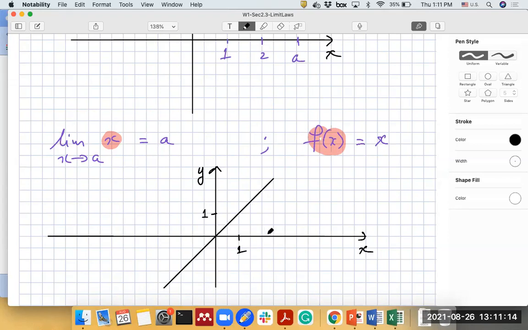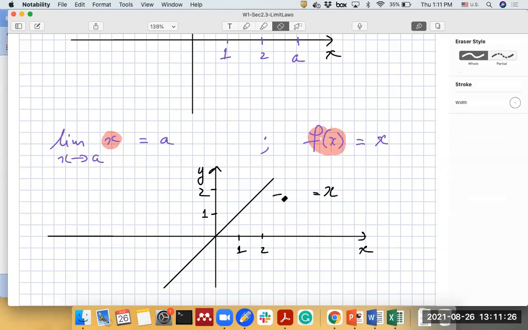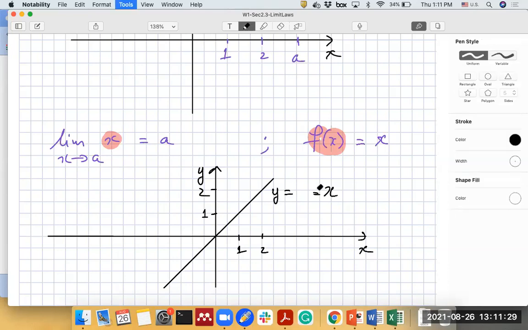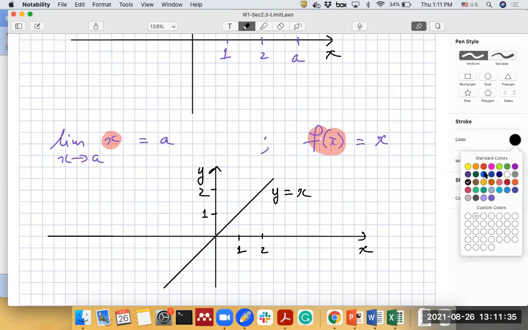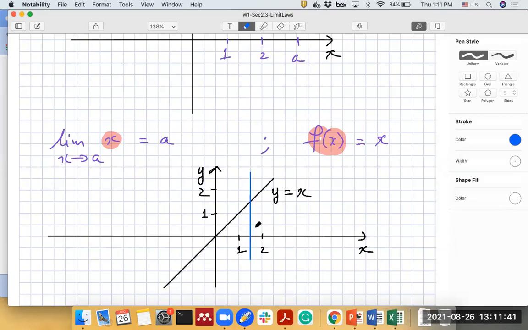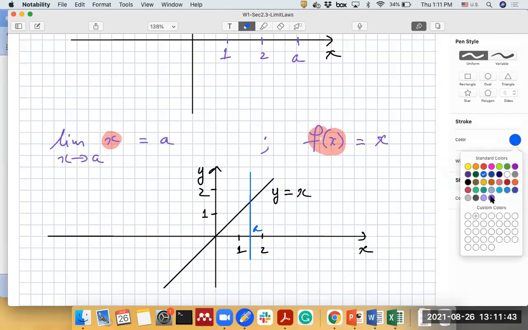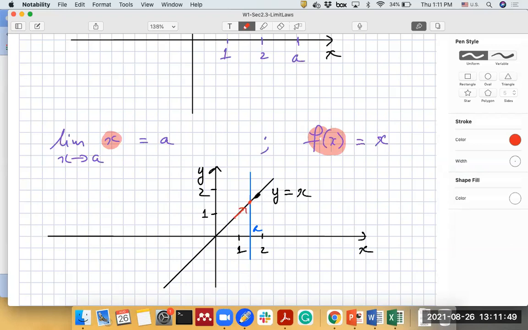Yes, 2, right? Y is also 2. And here is the graph of the function f of x is equal to x, or sometimes you write it y is equal to x. We see that if x approaches a given number, let's say a, then according to the graph, if x comes closer to a, then f of x comes closer to f of a at this point. Makes sense, right?